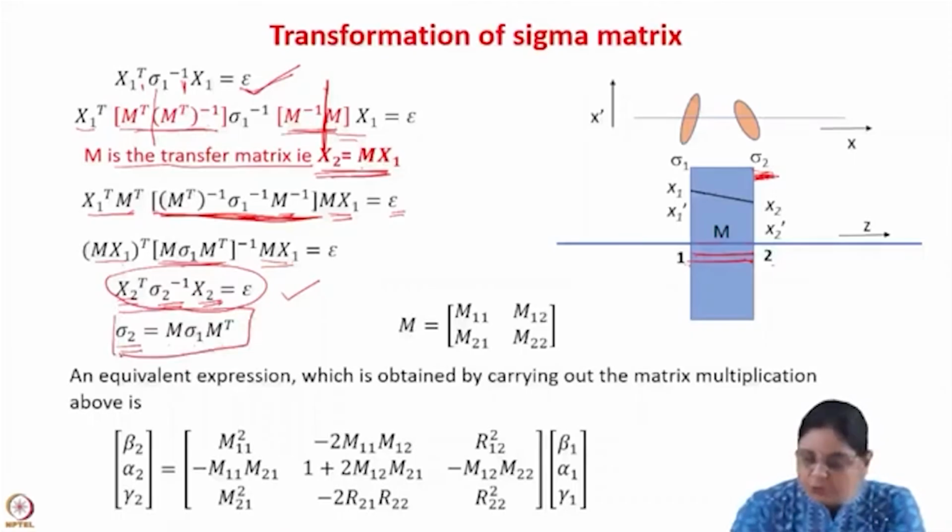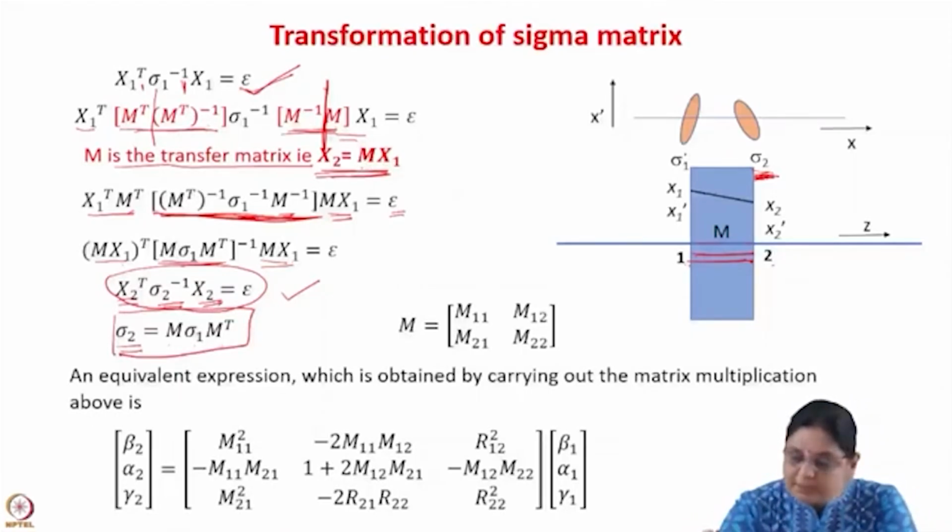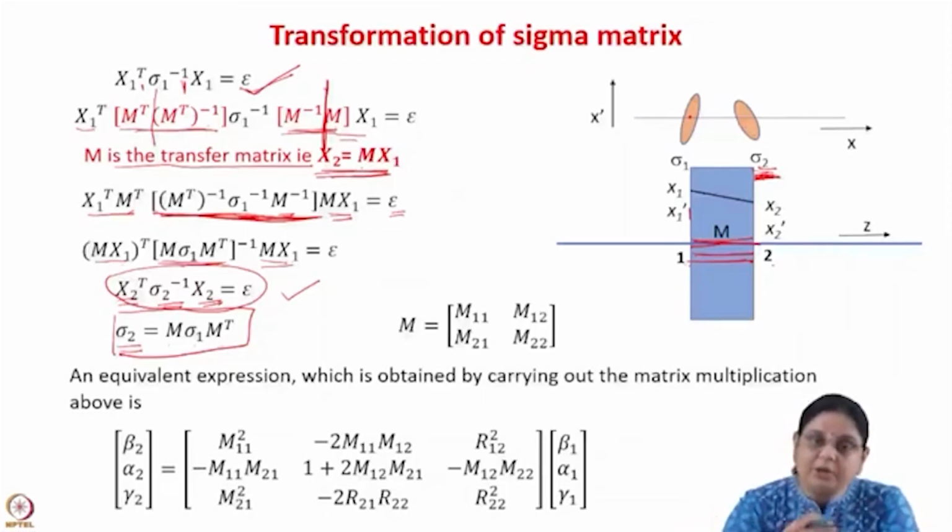So now if you know the sigma matrix at location 1 and you know the transfer matrix for this system, you can find out the sigma matrix at location 2. In other words, if you know the beam size and divergence at location 1 and you know the transfer matrix of this element, you can find out the beam size and divergence at location 2. So you need not calculate for each of the single particles in the beam. You can calculate for the beam as a whole in terms of the sigma matrices, and you can find out what the sigma matrix is at the end of the elements.